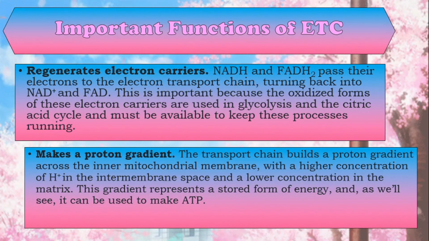Second, it makes a proton gradient. The transport chains build a proton gradient across the inner mitochondrial membrane, with a higher concentration of hydrogen in the intermembrane space and a lower concentration in the matrix. This gradient represents a stored form of energy, which can be used to make ATP.